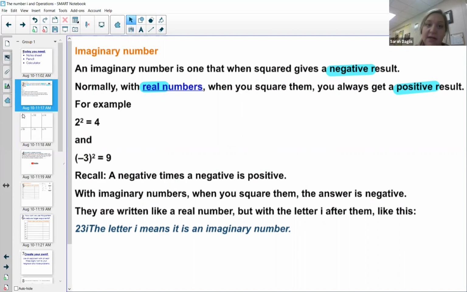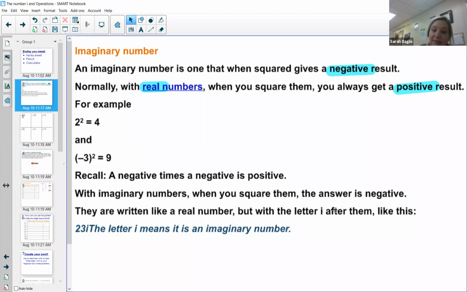An imaginary number is one that, when it's squared, gives a negative result, which in your head shouldn't make sense because any number times itself is always a positive, right? Positive 3 times positive 3 is positive 9. Negative 3 times negative 3 is positive 9. So how can I multiply a number by itself to get a negative result? Well, this is when imaginary numbers come in. It's called imaginary, okay? So when you square these imaginary numbers, you actually get a negative out of it.